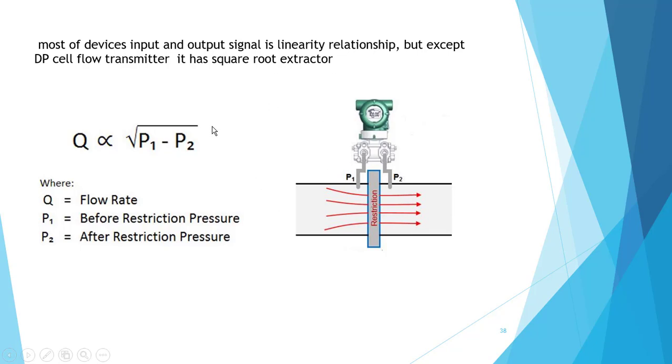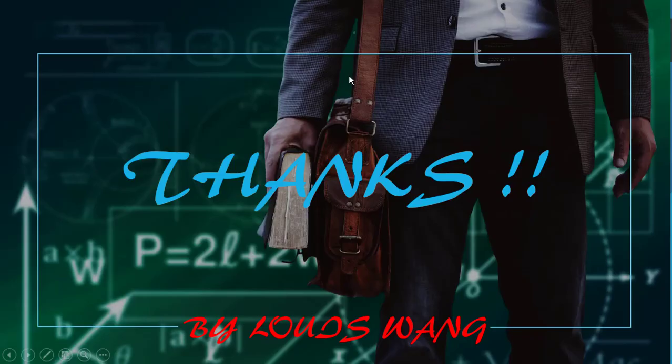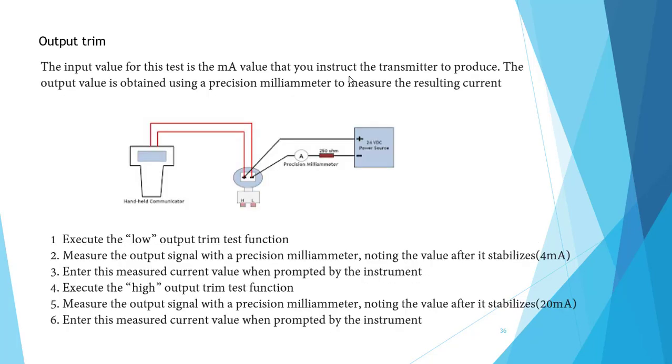You just make sure that if you have a flow differential pressure transmitter, you should have square root extraction. Okay, that's it. All this calibration information. Okay, that's it. Thank you very much.